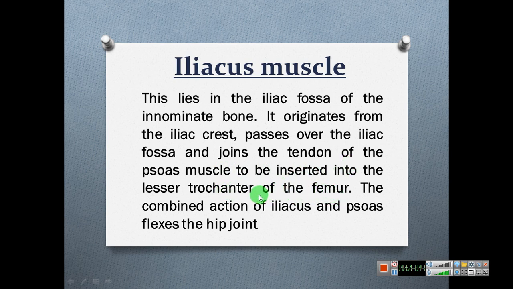Can you remember where the lesser trochanter of the femur is? Already we have discussed all these things. Lesser trochanter of the femur. It originates from the iliac crest and is inserted into the lesser trochanter of the femur. The combined action of iliacus and psoas flexes the hip joint. It is very important in flexing the hip joint.